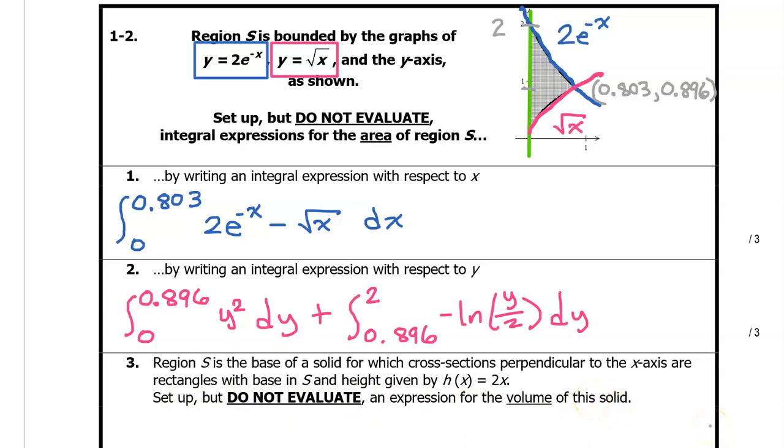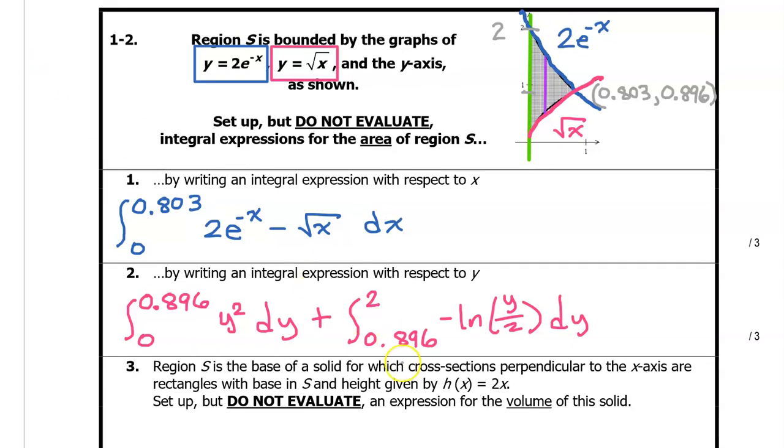To picture this three-dimensional solid, imagine a strange loaf of bread that is sitting on this region S, and we are looking at the loaf of bread from above. When they talk about cross-sections perpendicular to the x-axis, imagine slicing the loaf of bread perpendicular to the x-axis as shown by this little purple line. Think of this purple line as the base of a single slice.